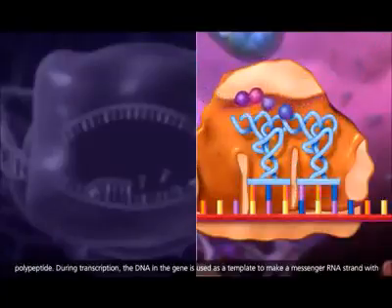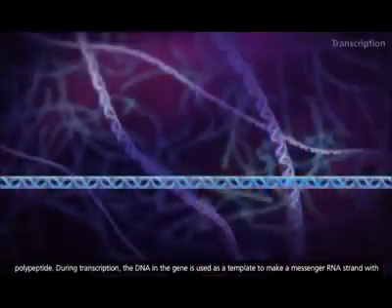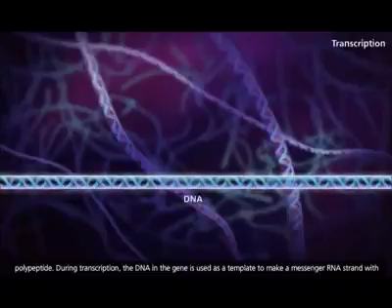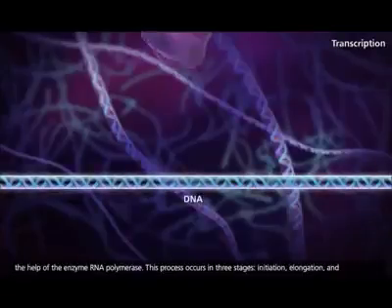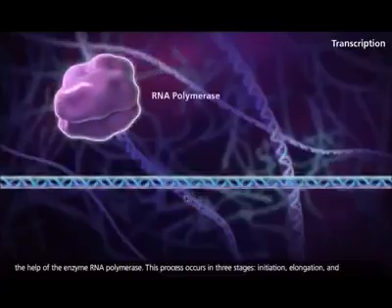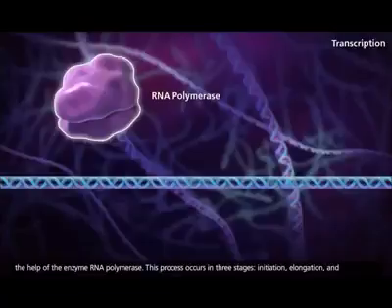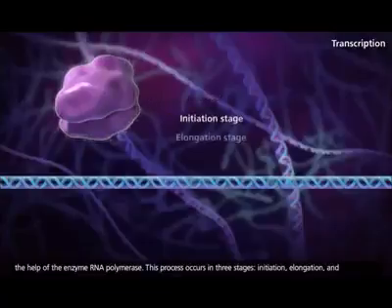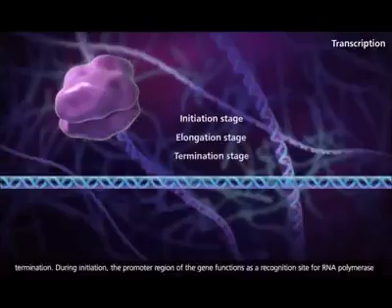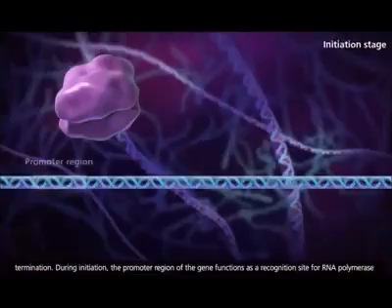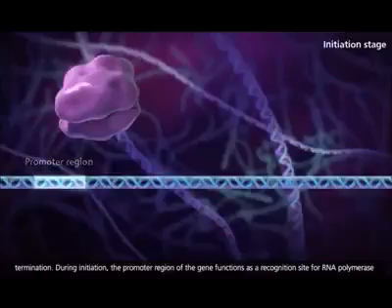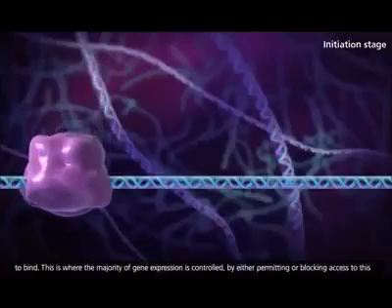to make a polypeptide. During transcription, the DNA in the gene is used as a template to make a messenger RNA strand with the help of the enzyme RNA polymerase. This process occurs in three stages: initiation, elongation, and termination. During initiation, the promoter region of the gene functions as a recognition site for RNA polymerase to bind.